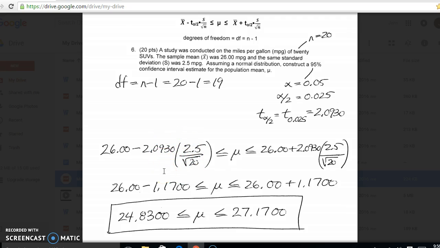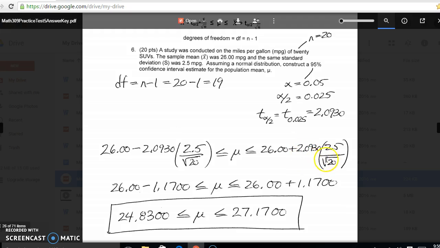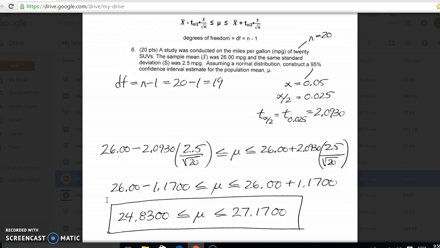You should come up with 1.1700. When you do the calculation on the right-hand side of the equation, you should get the same value, 1.1700. The difference is that on the right-hand side, you're adding that quantity. On the left-hand side, you're subtracting it. When you do that calculation at the end, you should end up with the 95% confidence interval as it's shown to you here at the bottom of the problem.